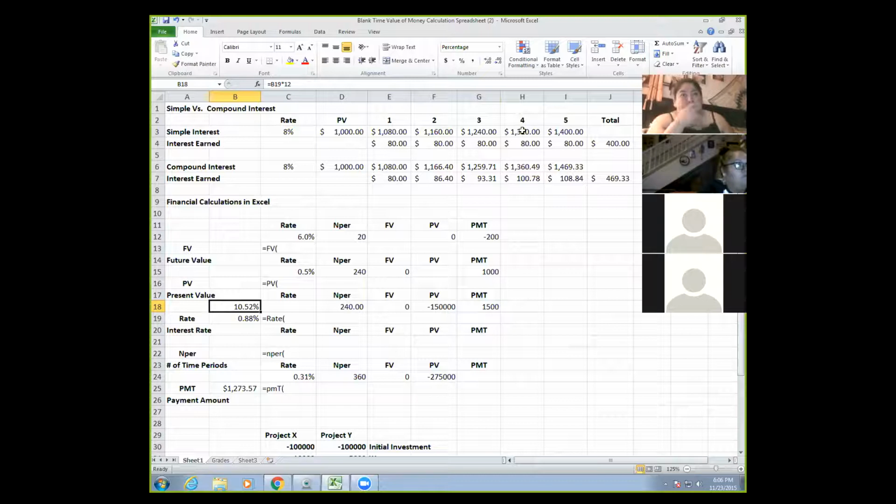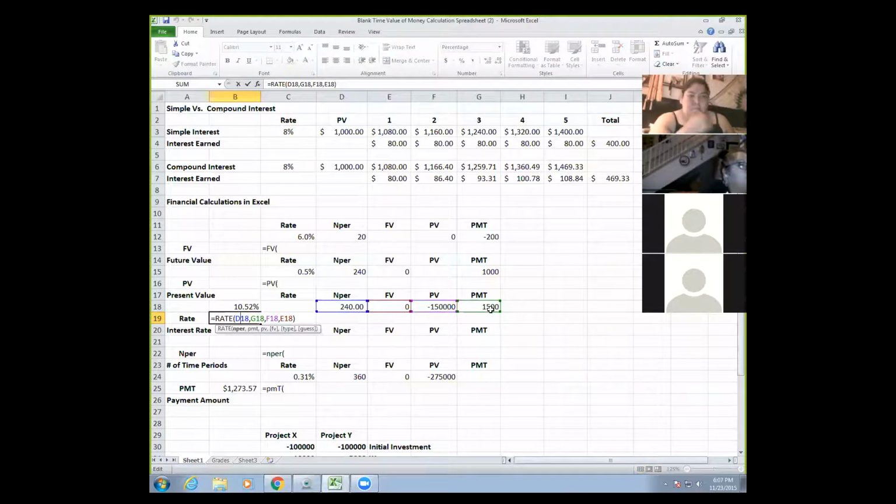Like put it in the formula, because I put them in and I didn't get anything close to that, so I'm not sure what I'm doing wrong. Can you highlight your answer, the 0.88, so I can see exactly where you put everything? Yeah, so these were the arguments that were put in there: the 240 number of time periods, 0 future value, negative 150,000 present value, and positive 1,500 payment.